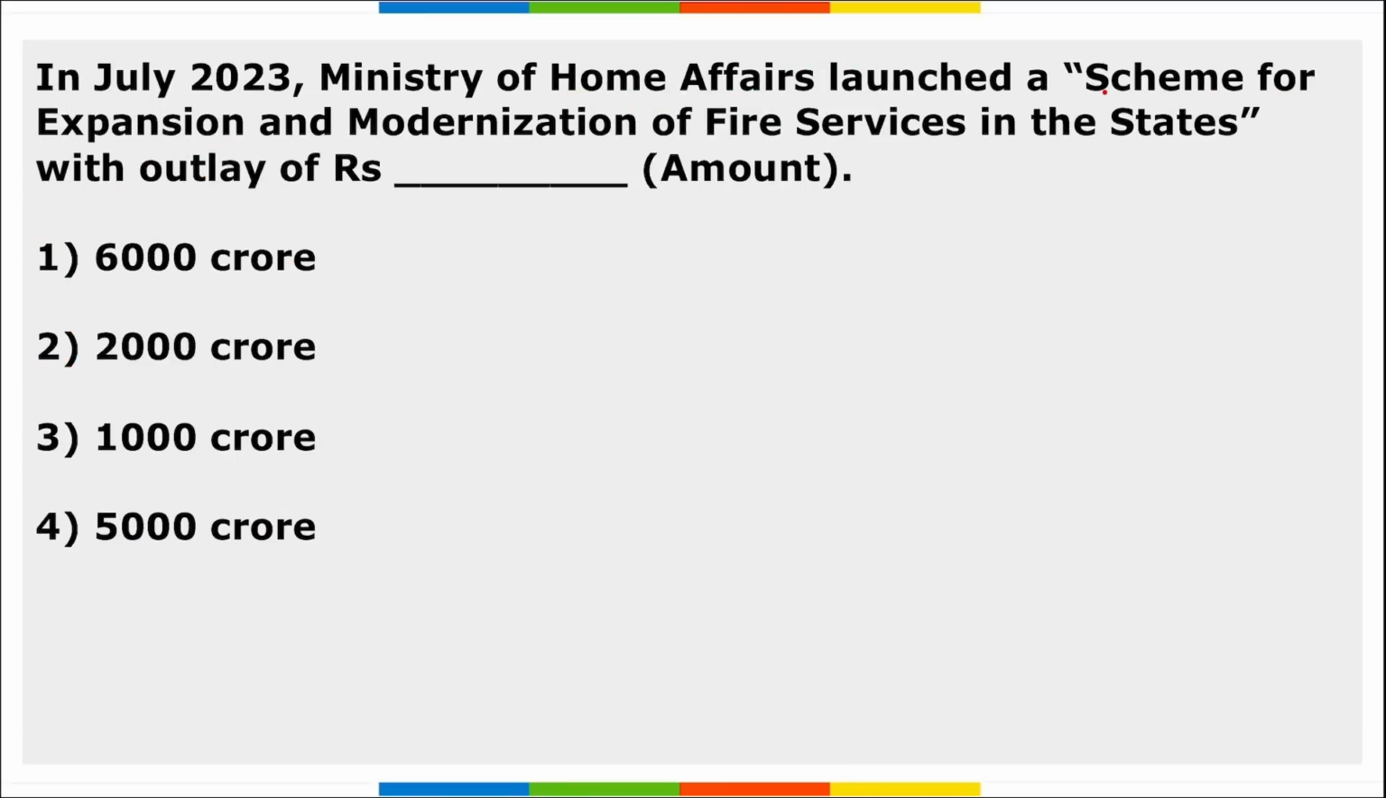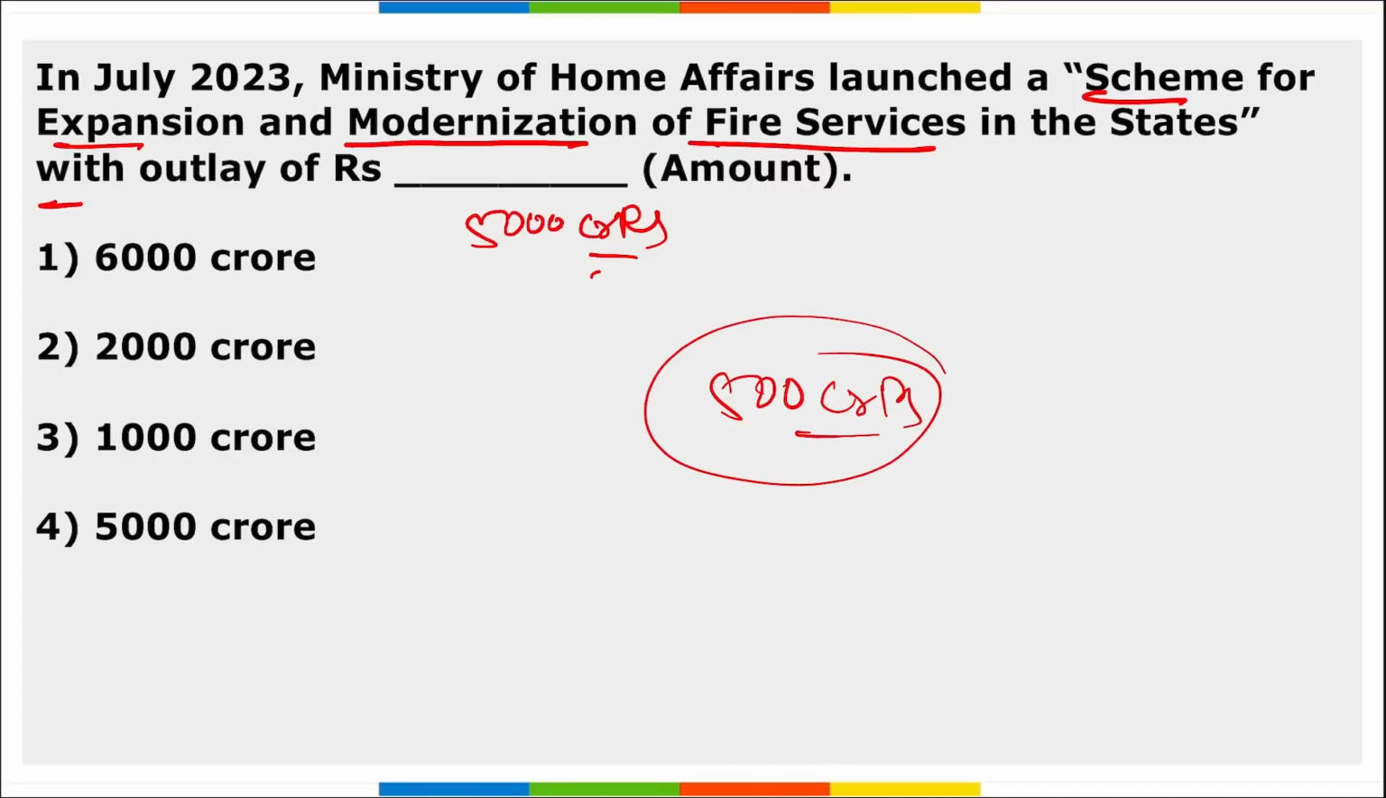Next, the Ministry of Home Affairs launched a scheme for the expansion and modernization of fire services in the states with an outlay of 5,000 crore rupees. Correct? I repeat, the Ministry of Home Affairs has launched a scheme for the expansion and modernization of fire services in the states, and for that they have allocated a total outlay of 5,000 crore rupees. Out of this, 500 crore rupees will be kept for incentives for the states on the basis of their legal and infrastructure based reforms, right? So the correct option here is option 4th.